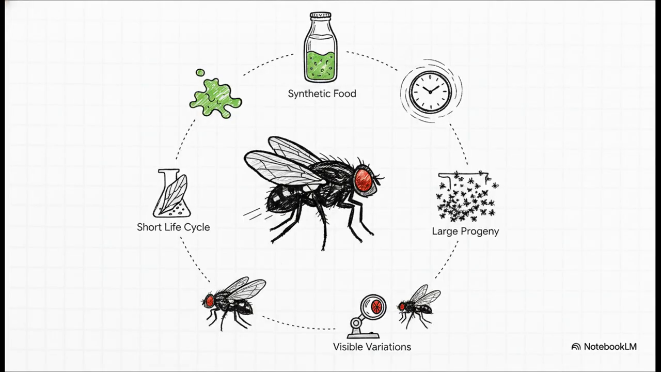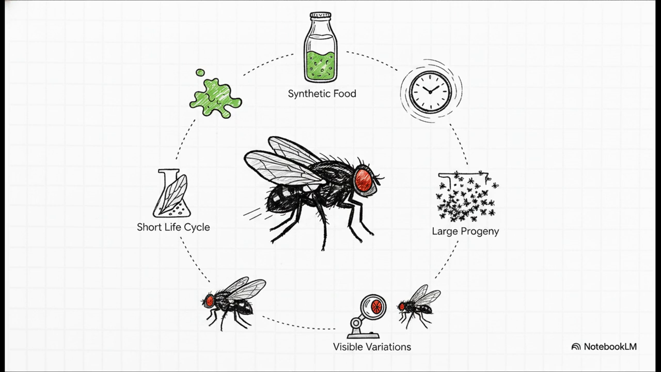So, you might be wondering, why choose this incredibly unglamorous bug? Well, the fruit fly was the absolute perfect model organism for genetic research, for some very highly practical reasons. First, they could be grown in simple glass bottles on basic synthetic food, cheap and easy. Second, they complete their entire life cycle in just about 2 weeks. Plus, a single mating produces a massive number of offspring, which is absolutely perfect for statistical analysis.